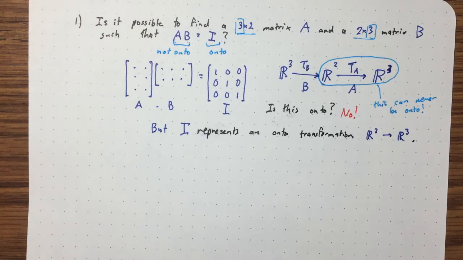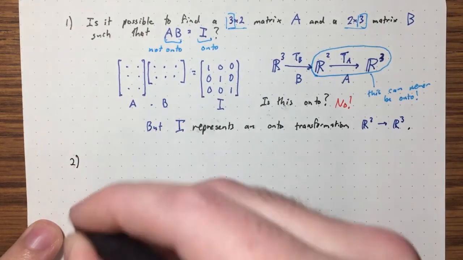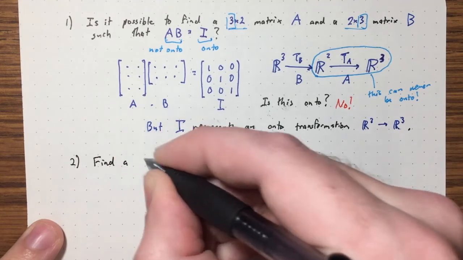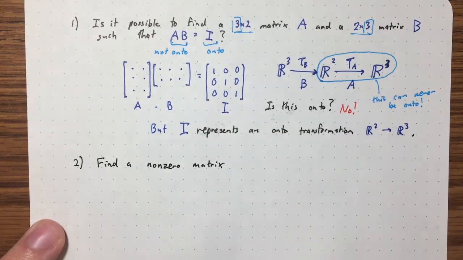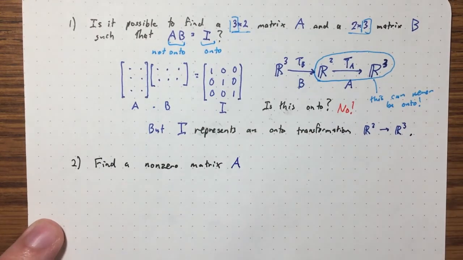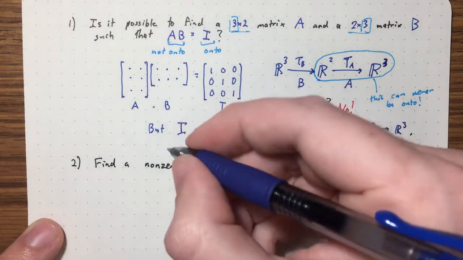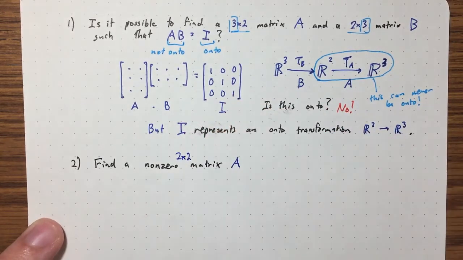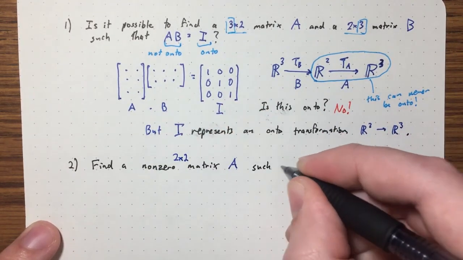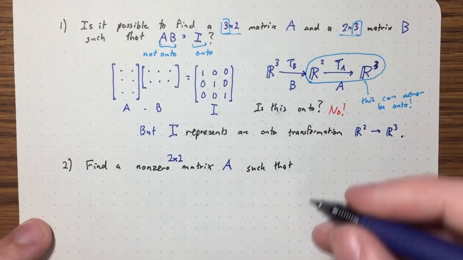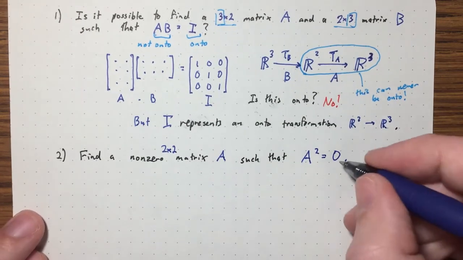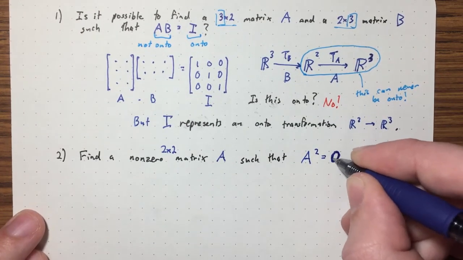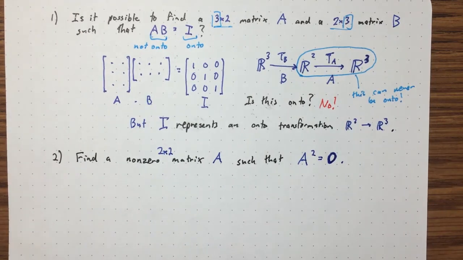Let's see. Do I have time for one more? All right, fine. Well, one more. So let's find a non-zero matrix A. Let's stick with 2 by 2, such that A squared is 0. That's crazy. So if I square a matrix, I get 0. Okay.